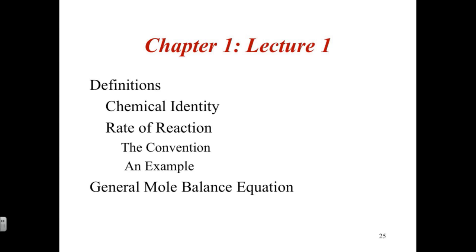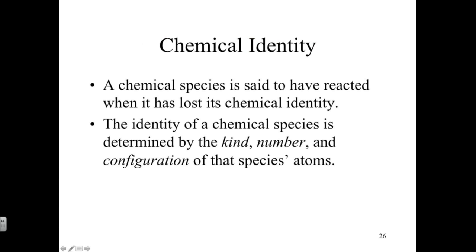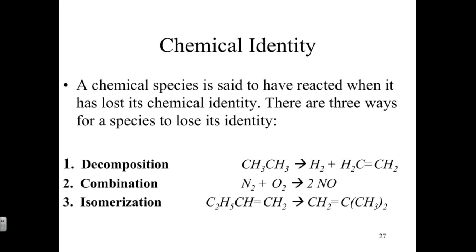First, in this lecture, we're going to talk about the definitions of chemical identity, rate of reaction, and then we're going to do the general mole balance equation. We first start with chemical identity. A species is said to have reacted when it's lost its chemical identity. The identity of a chemical species is determined by the kind, the number, and the configuration of that species' atoms. A chemical species is said to have reacted when it has lost its chemical identity.